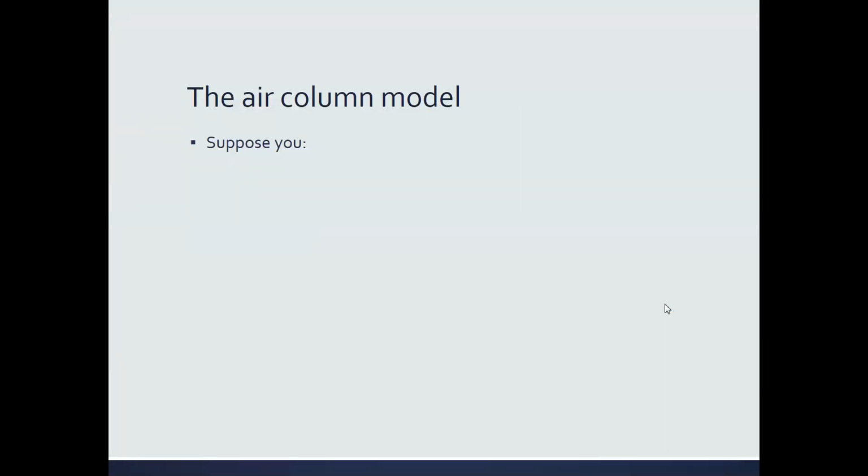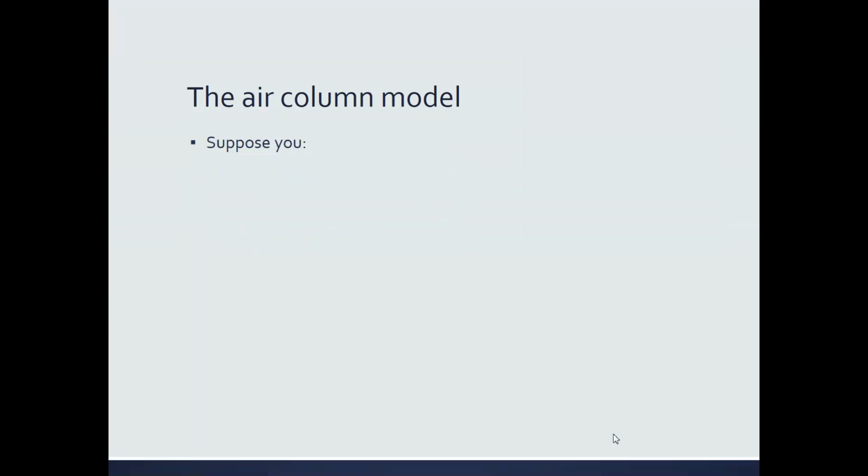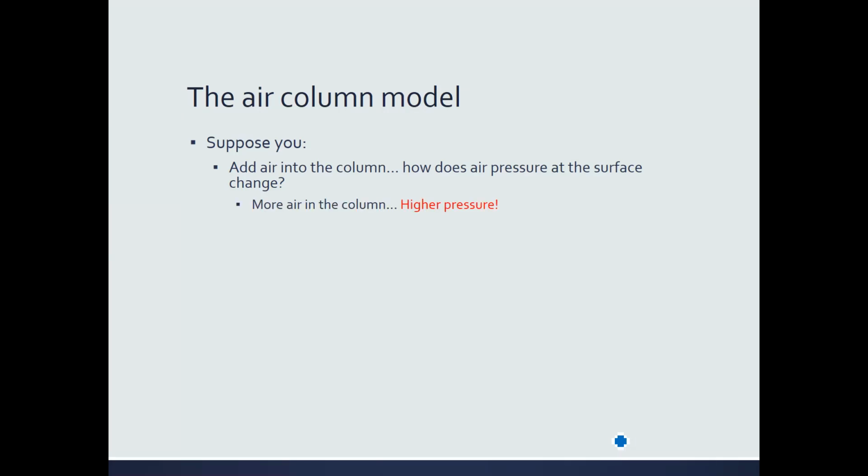So now let's do a few things with this air column model. Let's suppose we added air into the column. So now we have more dots. How would that change our surface pressure? Well, if you remember, surface pressure is the sum of all the dots. So if you count all the dots, that's surface pressure. If you add air into that column, you have increased the surface pressure. Why? You've added dots, so there's more dots.